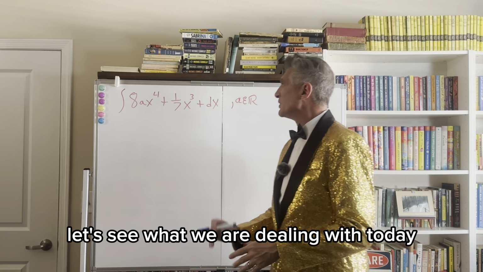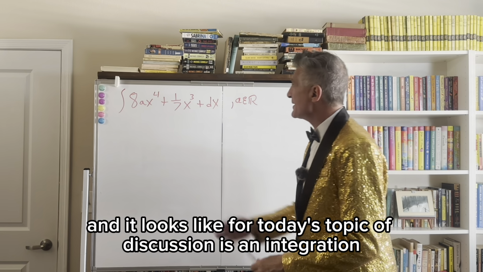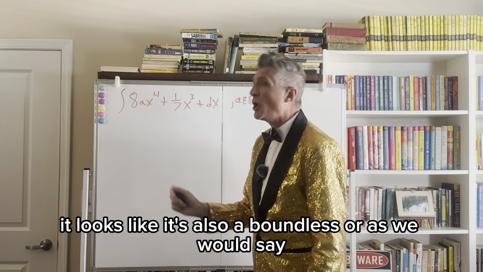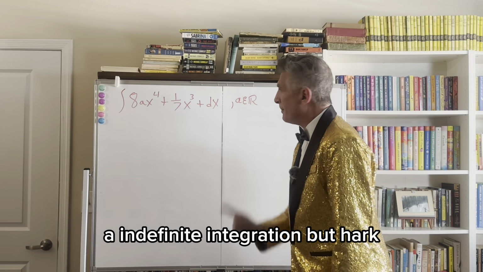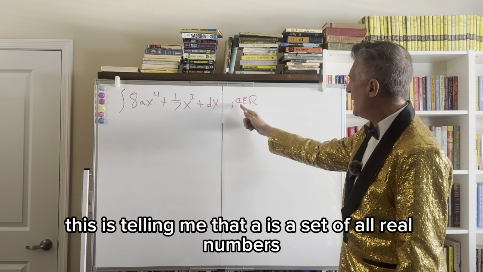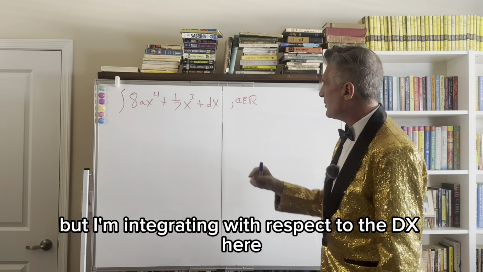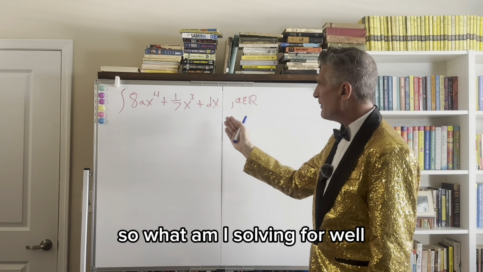Well, let's see what we are dealing with today. It looks like today's topic of discussion is an integration. It's also a boundless, or as we would say, an indefinite integration. But hark, what is this that I see over here? This is telling me that A is a set of all real numbers, but I'm integrating with respect to the dx here. So what am I solving for?